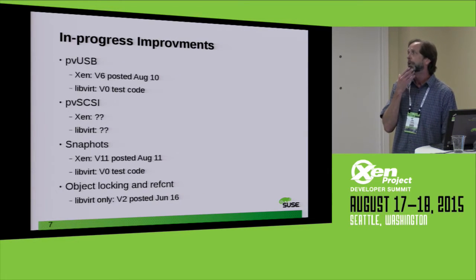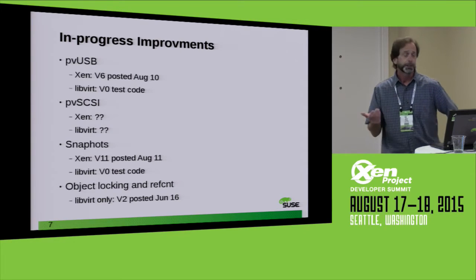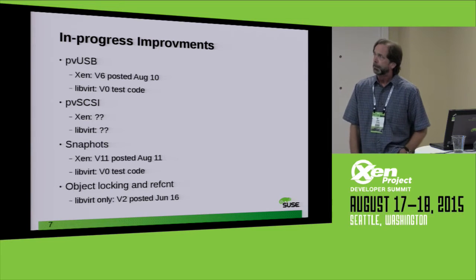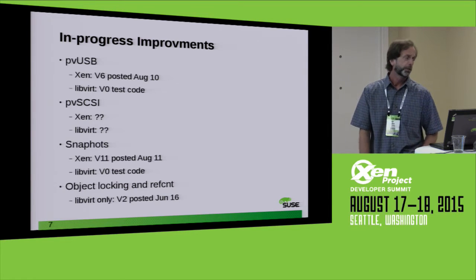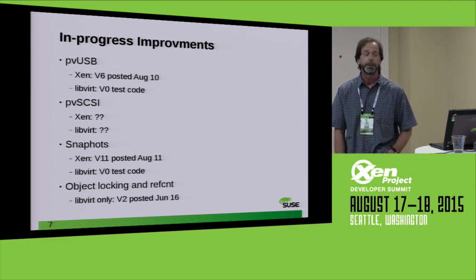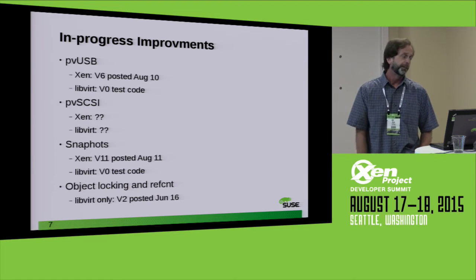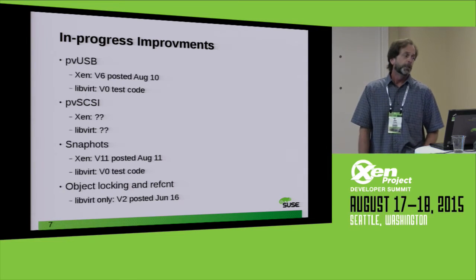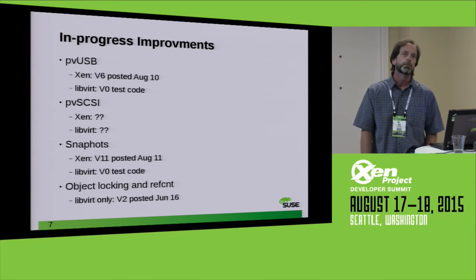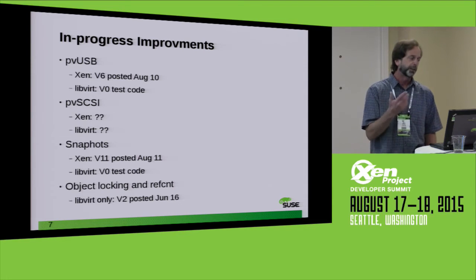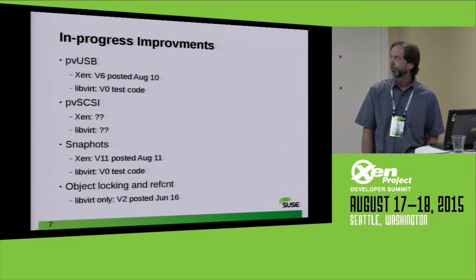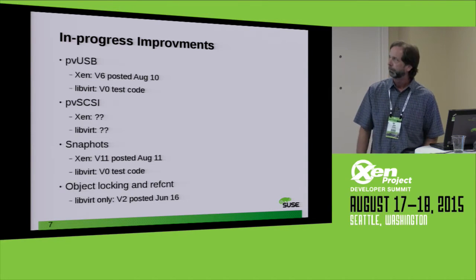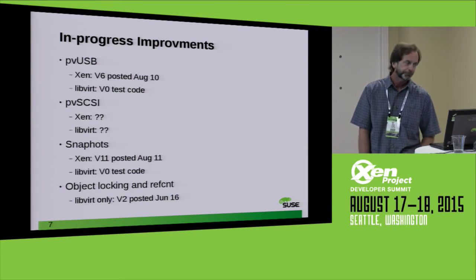So, some work that is in progress, not yet committed. PV-USB. Chunyan is also working on this. She recently posted a V6 of those patches. I think that these will land in the 4.7 development cycle. She also has some libvirt code based on that. Nothing's been posted to the libvirt mailing list yet. We're waiting for stuff to land in Xen unstable before we start trying to push this work upstream in libvirt.